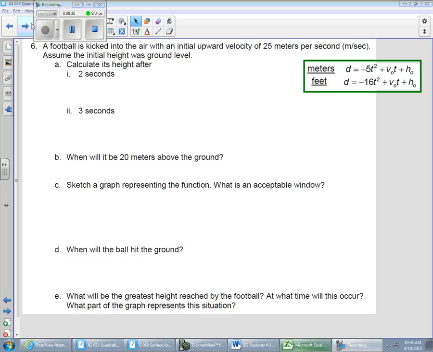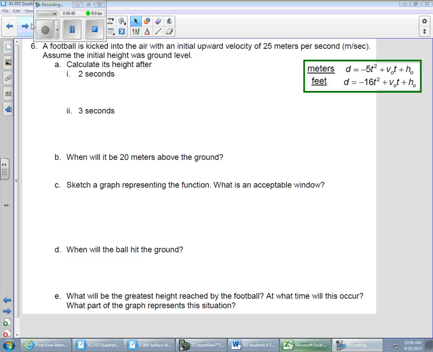Calculate its height after 2 seconds, after 3 seconds. When will the ball be 20 meters above the ground? Sketch a graph representing the function. What is an acceptable window? When will the ball hit the ground? What will be the greatest height reached by the football? At what time will this occur?